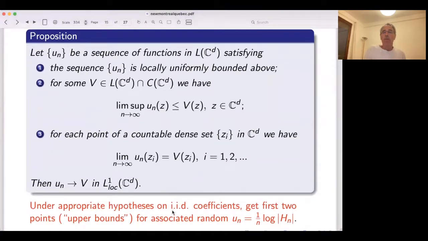And to emphasize the red upper bound theme here, again, under appropriate hypotheses on our IID coefficients, we'll get these first two points, the upper bound, so to speak, for our associated random plurisubharmonic functions in our Lelong class.